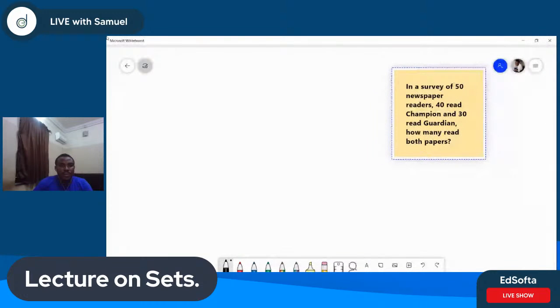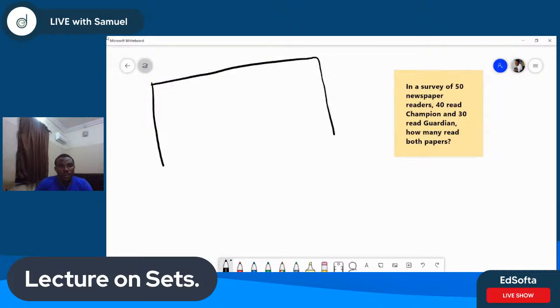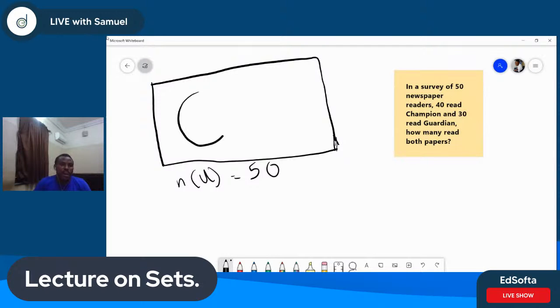All right, guys. So let's continue. So we have this. They said in a survey of 50 newspaper readers, so the universal set is what? How many elements are in the universal set? 50. 40 read Champion and 30 read Guardian. How many read both? So we have our Venn diagram. We have Champion. We have what? Guardian. So they said we should find how many people read both.